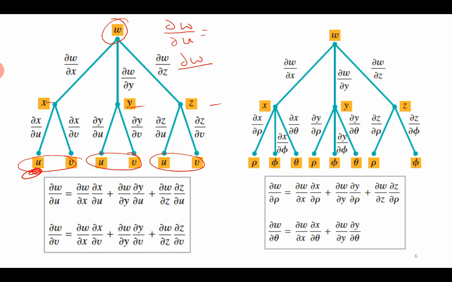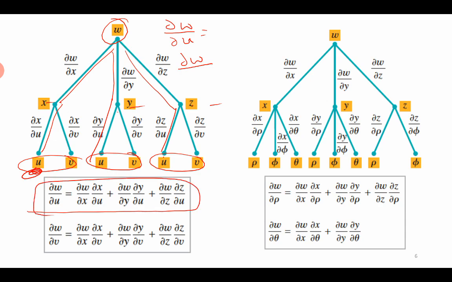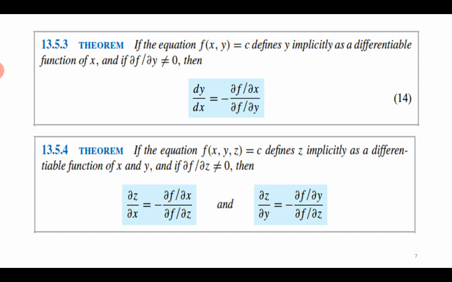For u, there are three branches ending with u. This one, and this one. The sum of all the three products will give you dou w by dou u. So dou w by dou v, there are three branches again. That's it. If x, y, z are functions of three different variables, you can expand it. You can write one more branch here. That is up to you. Practice it. And theorem 13.5.3 gives an idea to find dy by dx.